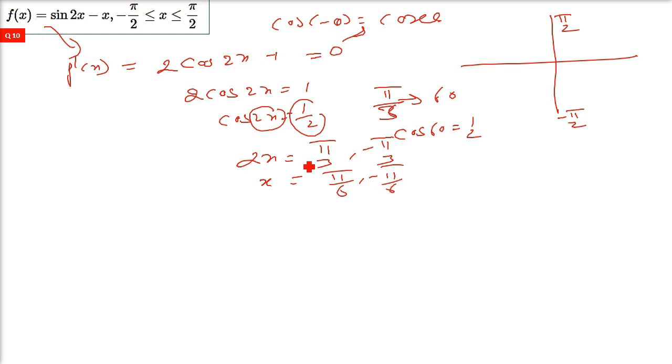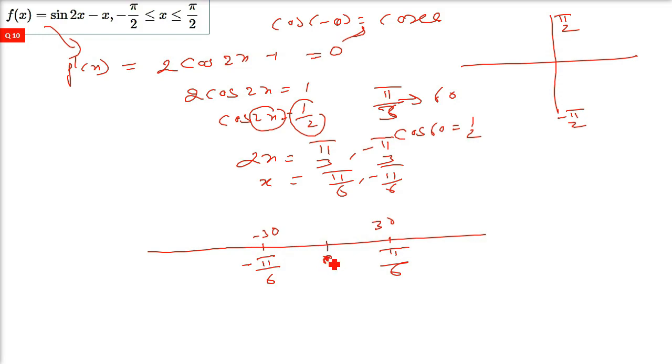When x is pi by 6 and negative pi by 6, we'll make a number line. See, this is minus pi by 6, this is pi by 6, and this is 30 degree, this is minus 30 degree. 0 will be somewhere in between. We don't have to worry about 0. I'm just saying that because we want the sign also. So any value which is less than minus pi by 6, any value which is higher than pi by 6, and any value between minus pi by 6 and pi by 6, which eventually we will take as 0. Cos 0 is 1. So positive value will come.